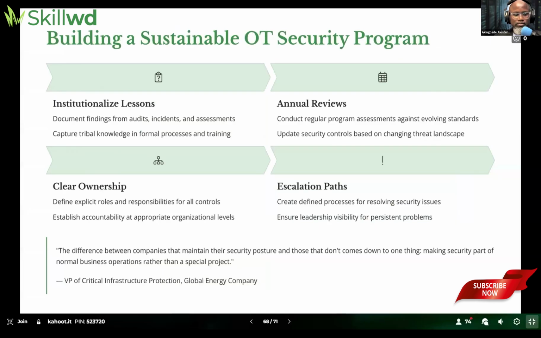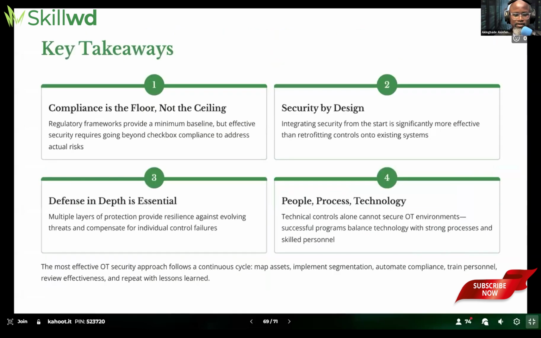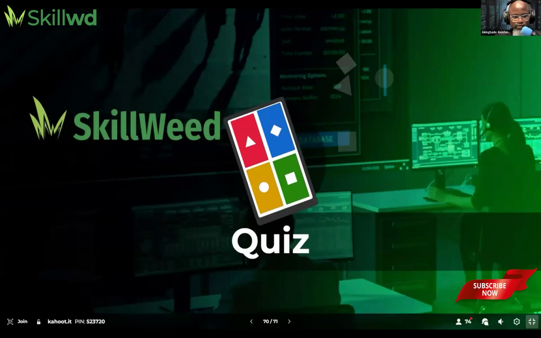Building a sustainable security program: clear ownership, institutionalize your lessons, annual review, escalation paths. These are some good practices out there. All right, so that's really the gist of it. Final one before we bounce.